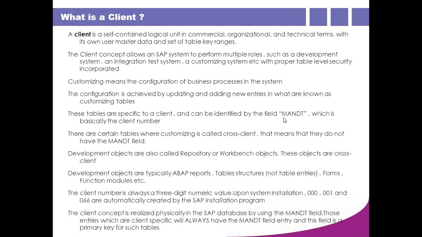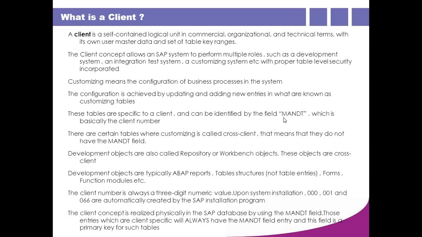If the table doesn't have this field, then you can access the data from any client. If you log in to 500, you can see that data. If you log in to 900, you can see that data, complete data. But if that table has this field, you can't access the other client's data. For example, I logged into 500. I can see only 500 data, even though that table contains 900, 000, and 001 client data.